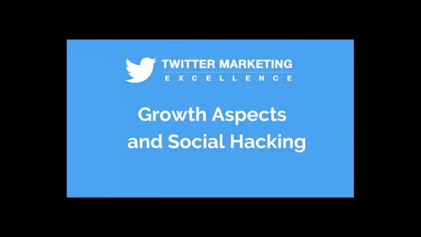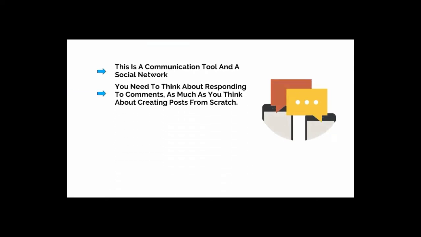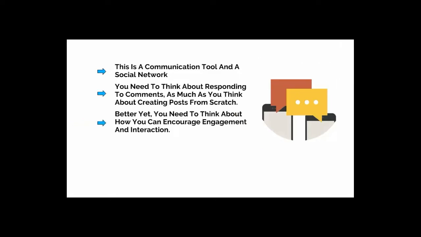You might think we've covered an awful lot of what makes Twitter tick at this point, but you're still missing out on something pretty important: the social aspect. So far we've only discussed creating content and putting things out there, but of course Twitter isn't just about output, it's about input too. This is a communication tool and a social network. In other words, you need to think about responding to comments as much as you think about creating posts from scratch. Better yet, you need to think about how you can encourage engagement and interaction.